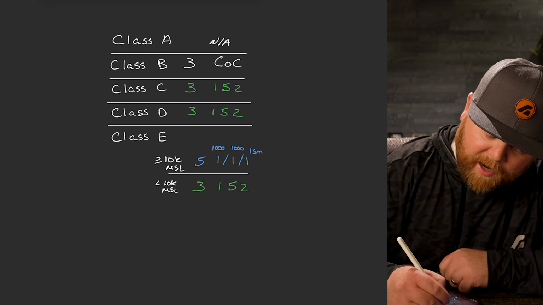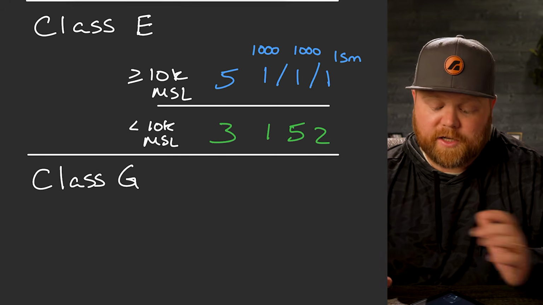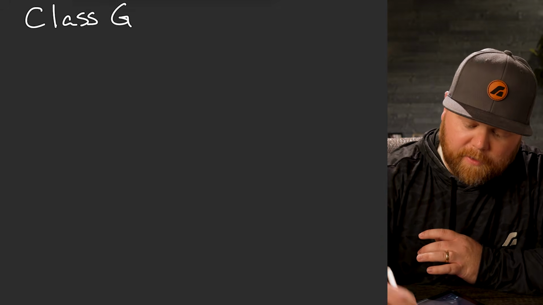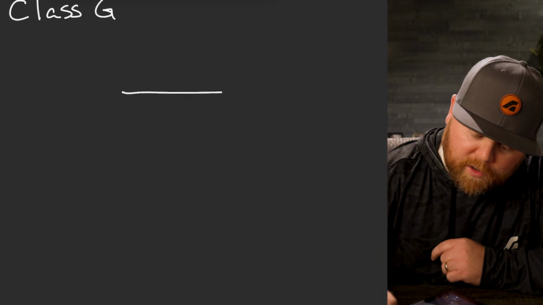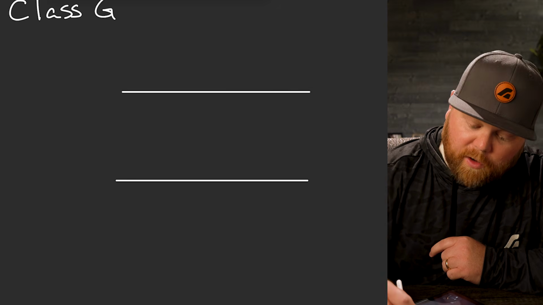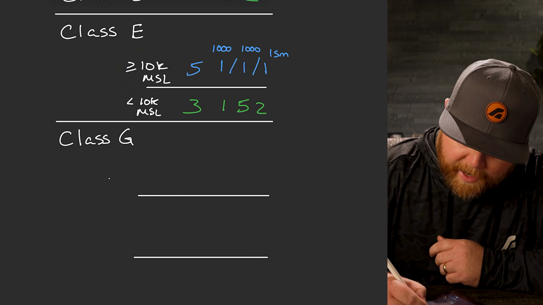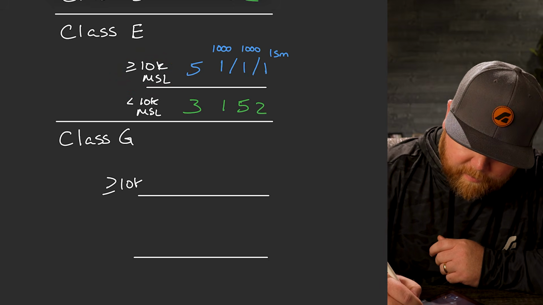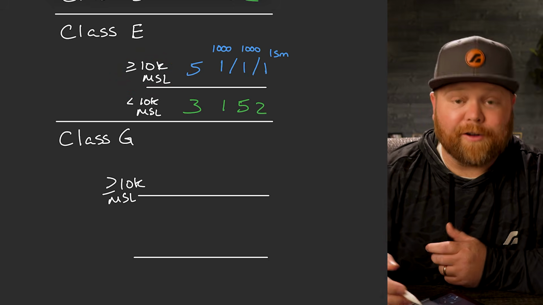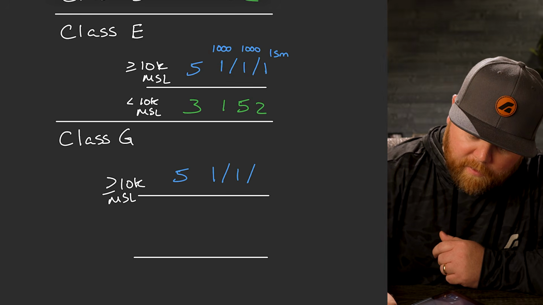So if we come down and add Class Golf, there's going to be 3 different altitude ranges here, but it doesn't have to be complicated. So if we draw two lines here to kind of create our altitude ranges, we'll start with the top one. It's exactly what we just did in class Echo. So it's at or above 10,000 feet MSL. And then the minimums for that are also the same. So it's 5, 1, 1, 1.